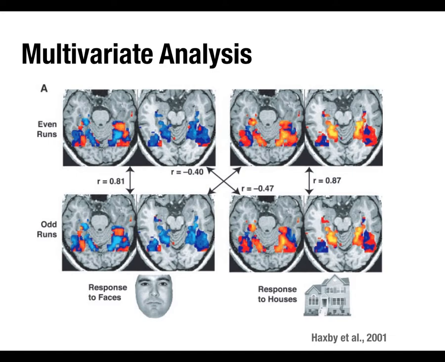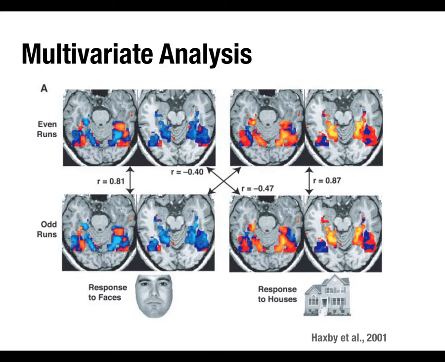So in this study, they presented multiple runs. Each run is like a 5-minute scan. They ran 8 of these runs. And they had some faces and some houses, other stimuli, but we'll just focus on faces and houses. So some face blocks, some house blocks, 8 different runs.